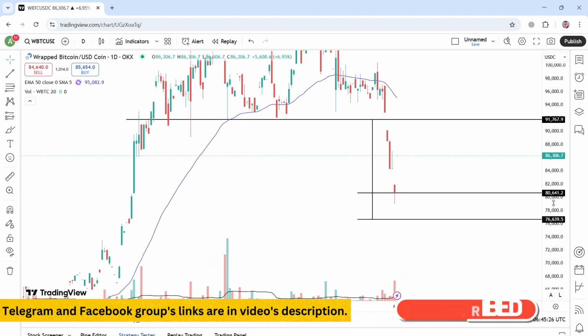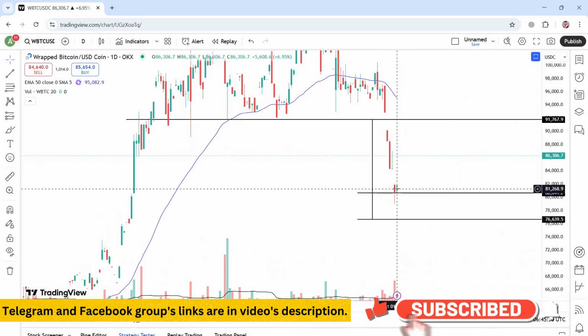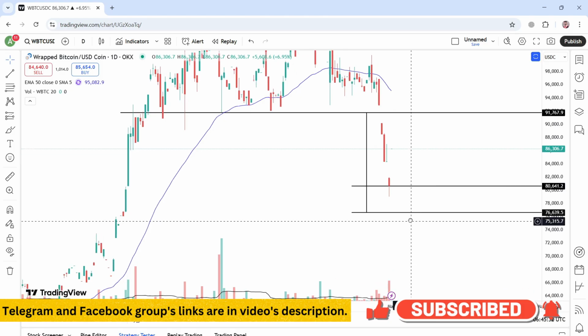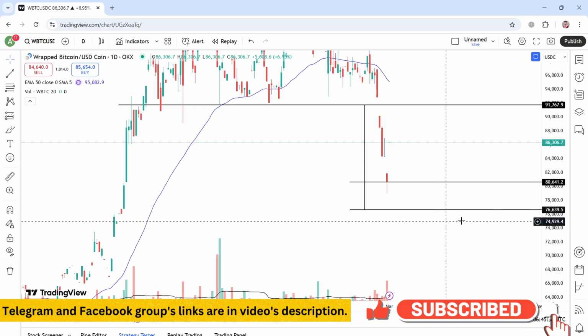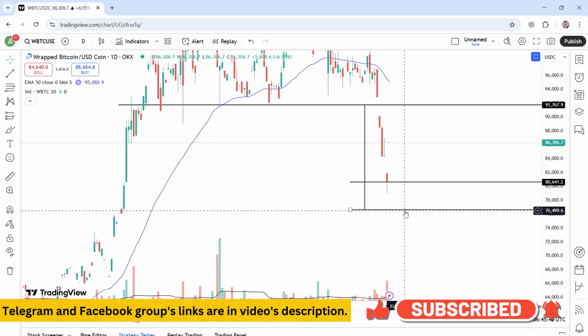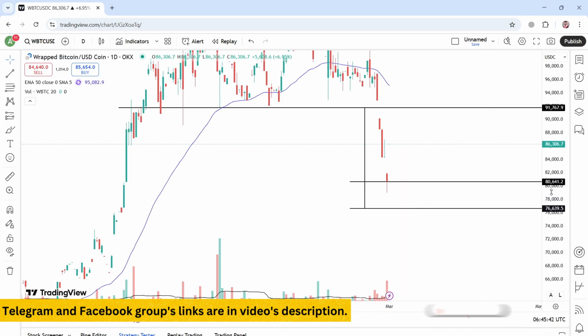First target is 80,641, and that target has already been achieved in this candle, and it has a final target of 76,639. So this final target has not been achieved yet. Currently prices are moving at 86,306.